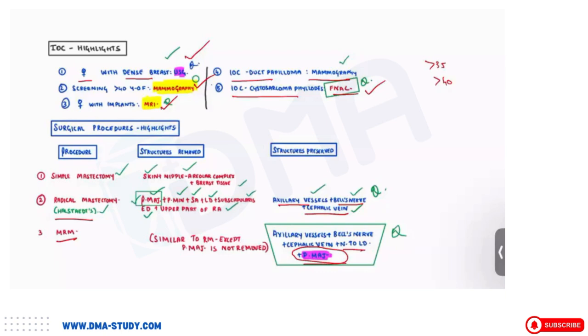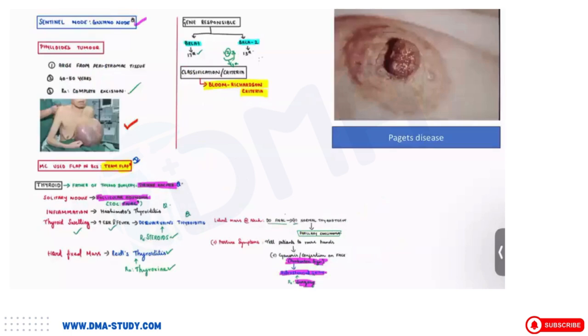Okay, cephalic vein and Bell's nerve, axillary vessels, and nerve to latissimus dorsi, pectoralis major are preserved structures in your modified radical mastectomy. Now, apart from that, you have the phyllodes tumor, unilateral, 40 to 80 years, and only surgical excision will be used. And the flap we use for phyllodes tumor closure is a TRAM flap.